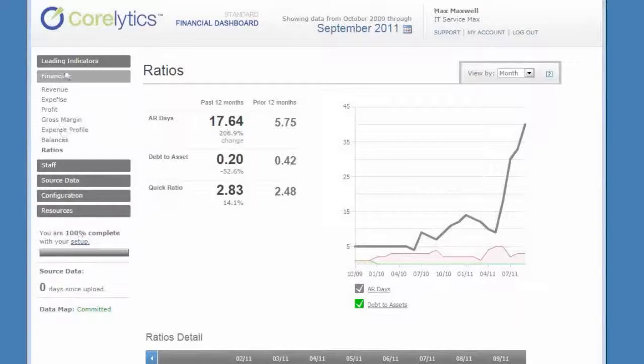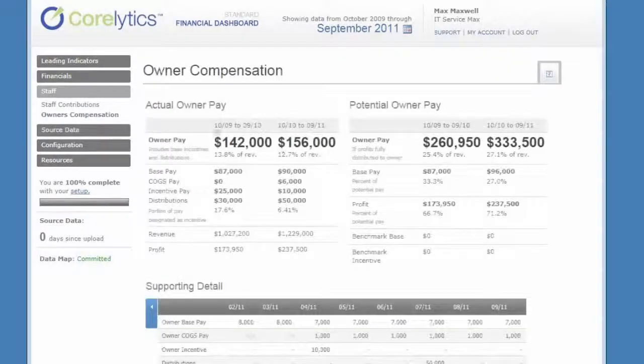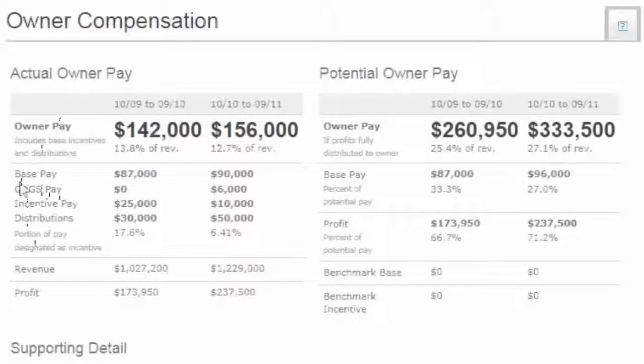So I have gone over the leading indicators, the financials, there's this staff contributions. There's an owner compensation page here, which will take into consideration all of the pieces of owner comp, the base pay, anything that's mapped to cost of goods sold. Here's that incentive pay that I mentioned, and then distributions from equity. This would be the actual, and this is just an analysis to show what could come out if you took everything out of the company. Then this takes into account the profit that is not distributed.